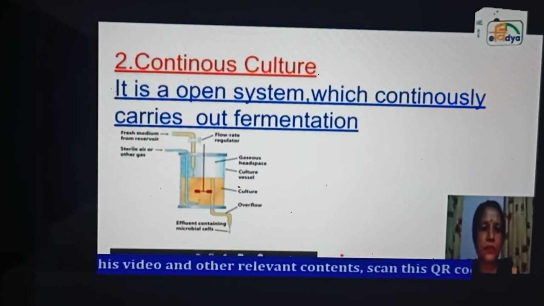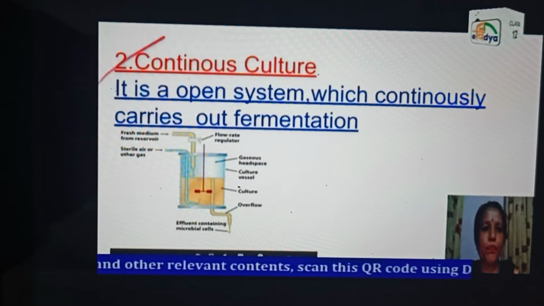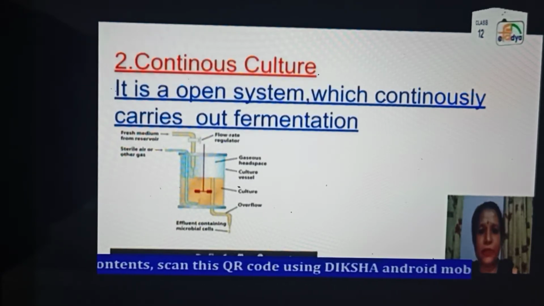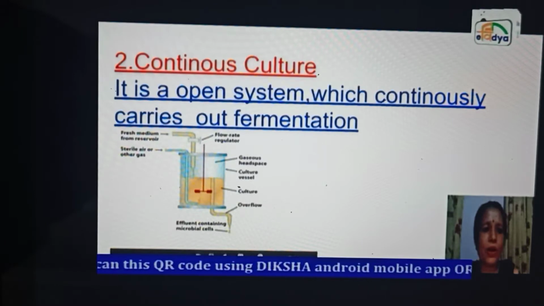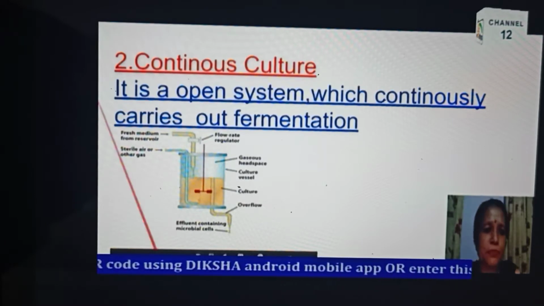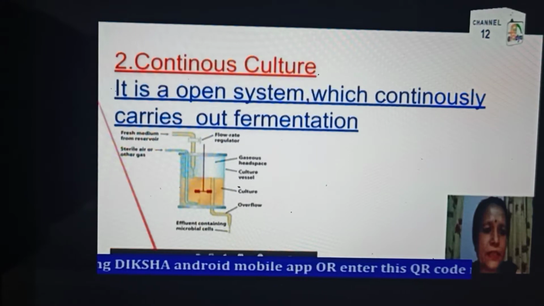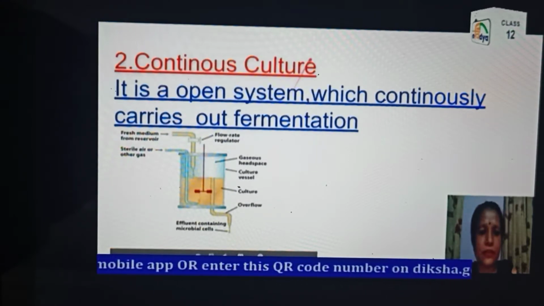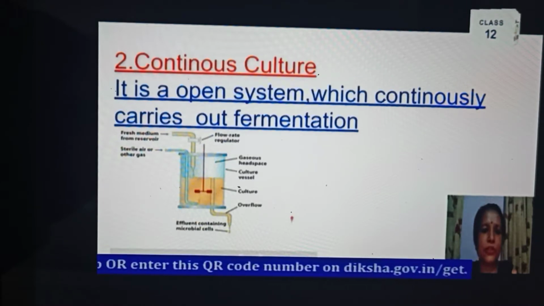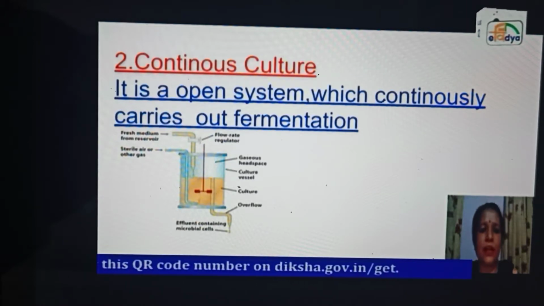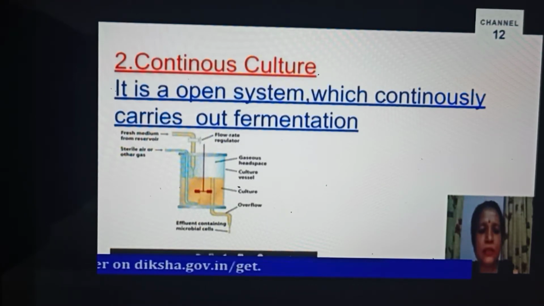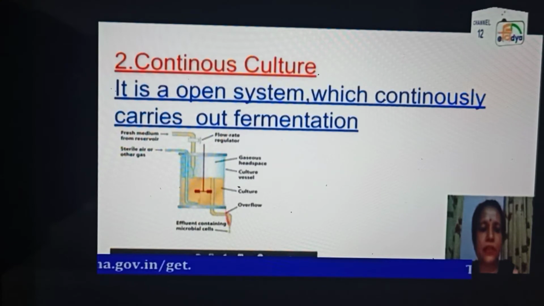Now, this is continuous culture. It is an open system which continuously carries out a fermentation. From one side, the fresh medium is added, and from the other side it is extracted. So this is a continuous culture in which there is a regular flow of the nutrients and the products are taken out continuously.